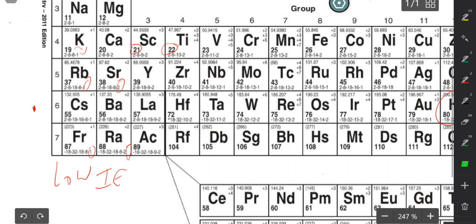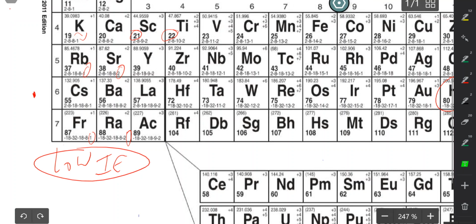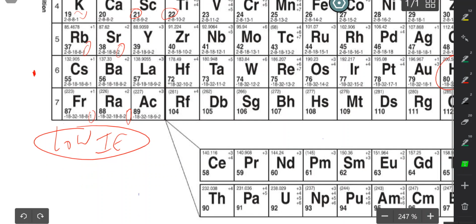That's why they have low ionization energy. The energy needed to remove their valence electrons is very, very low. Now, electronegativity, it's also low. What is electronegativity?